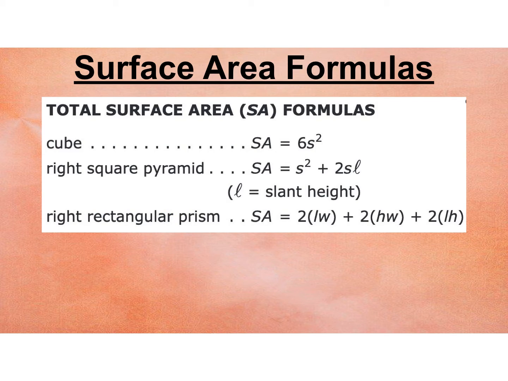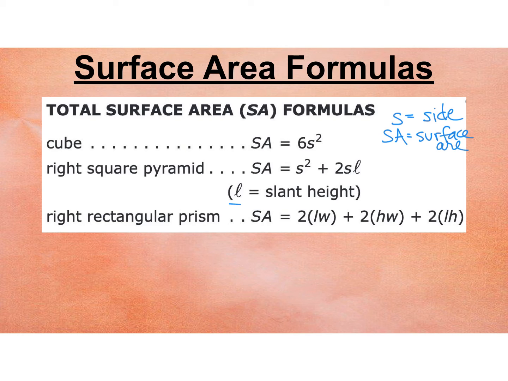So this is the formula. These are the formulas from the MCAS sheet. The S is side. So the lowercase s is the length of the side. Capital SA is surface area. L, the lowercase cursive L, is our slant height. And so you'll have this formula for the MCAS. You'll have it for quizzes and tests.